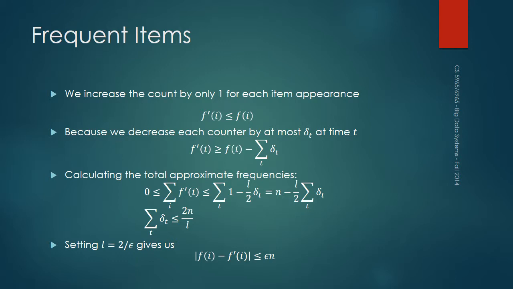Rearranging this, right? So now, if I move this around, I'll get delta T is less than or equal to 2n over L. Right? That's it. Is this clear? What is the sum over T of delta T? What is that? Sum of all the medians.